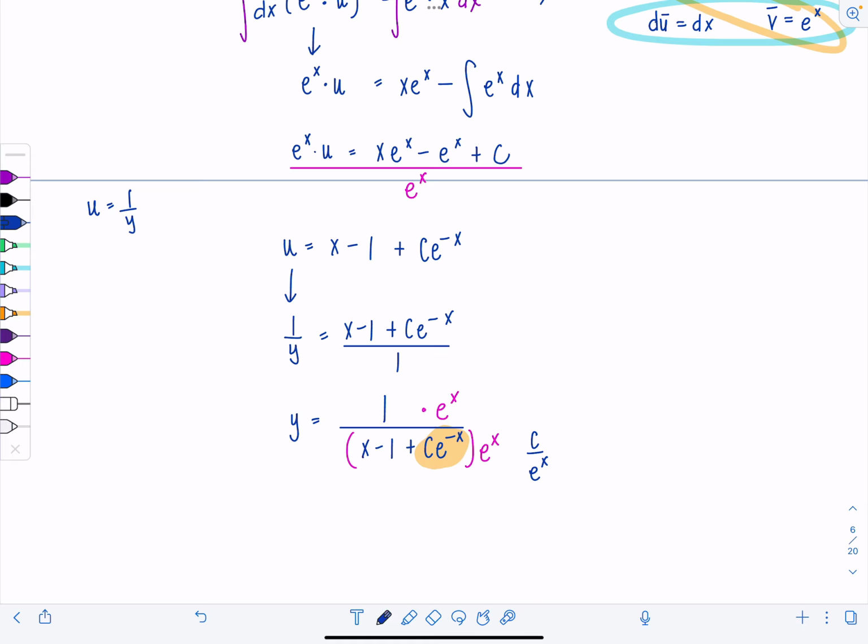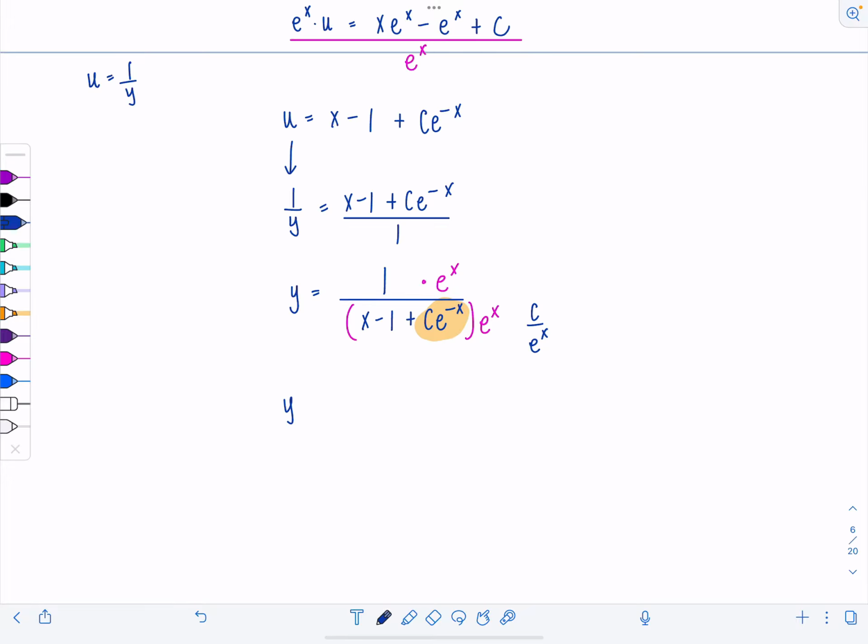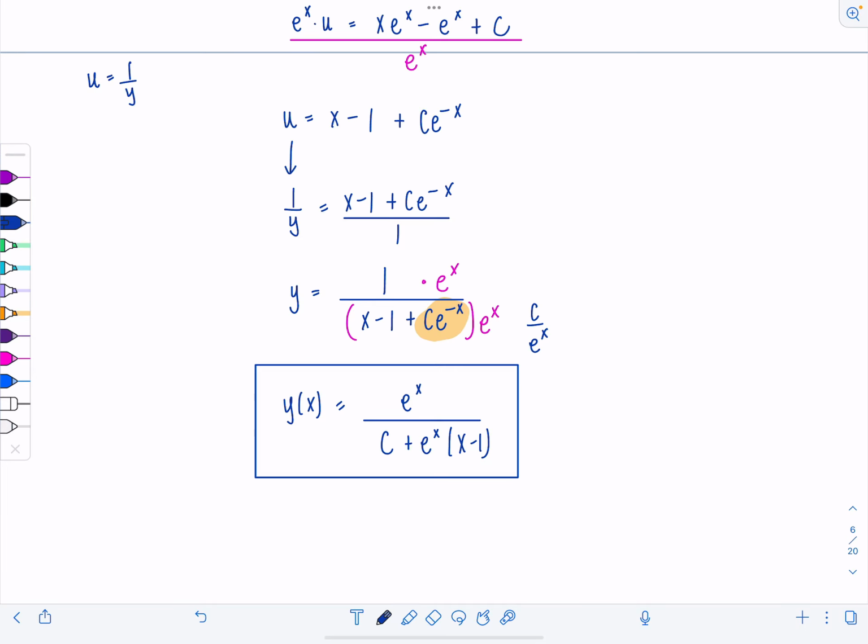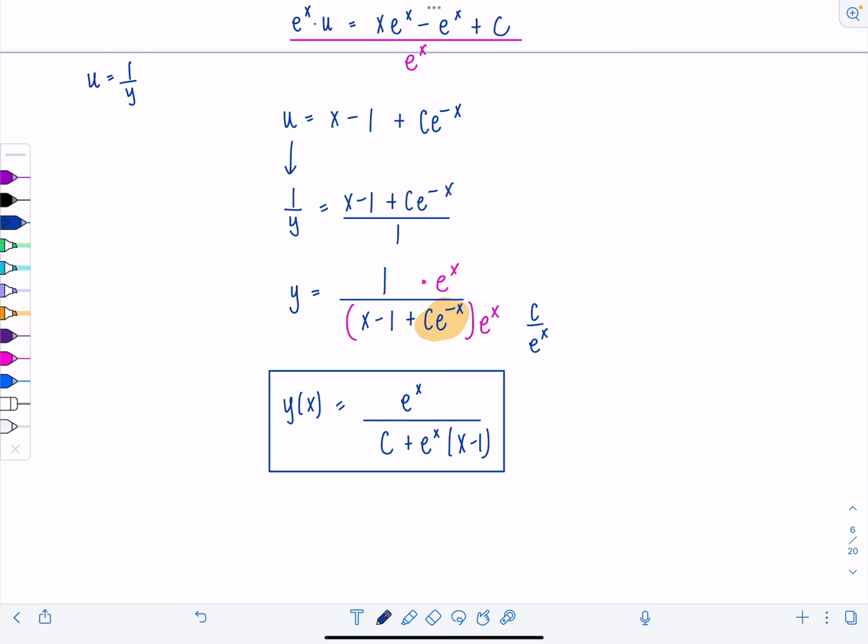Okay. And then now I can finish everything off beautifully. All right, y of x equals e to the x over, let's put the c first, plus e to the x times x minus 1. Okay, there you go.